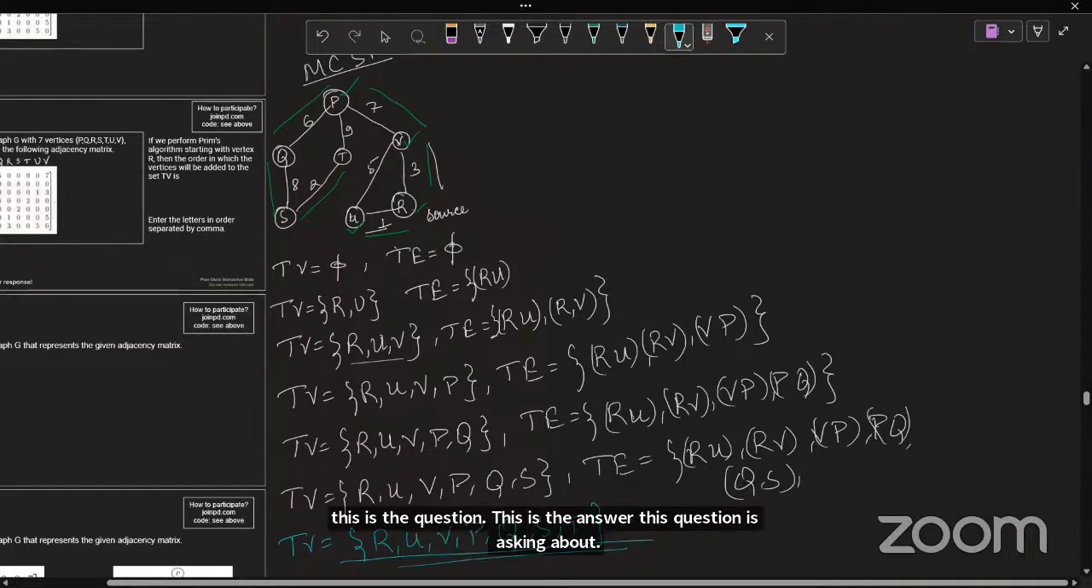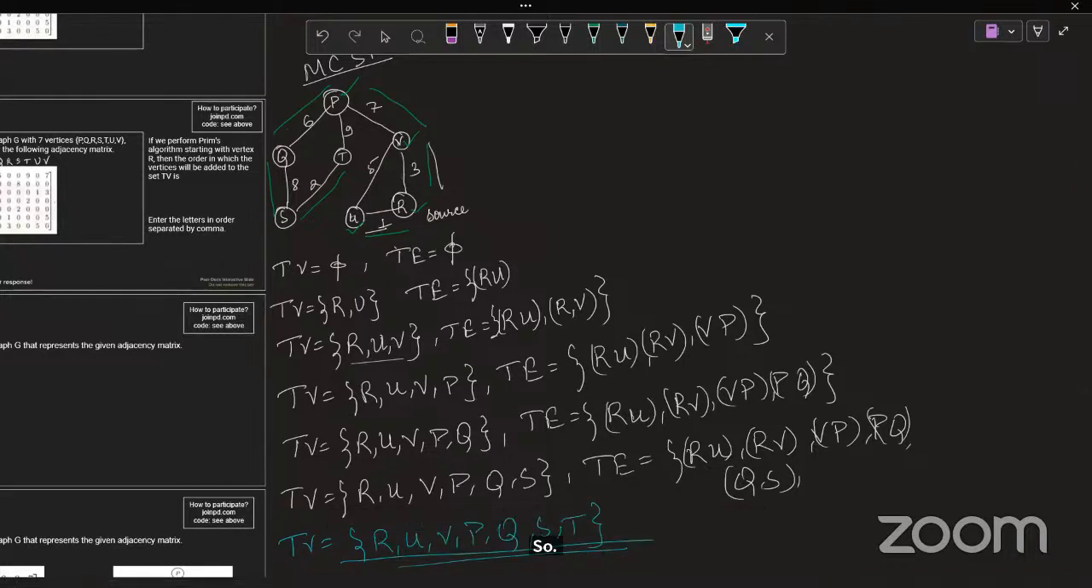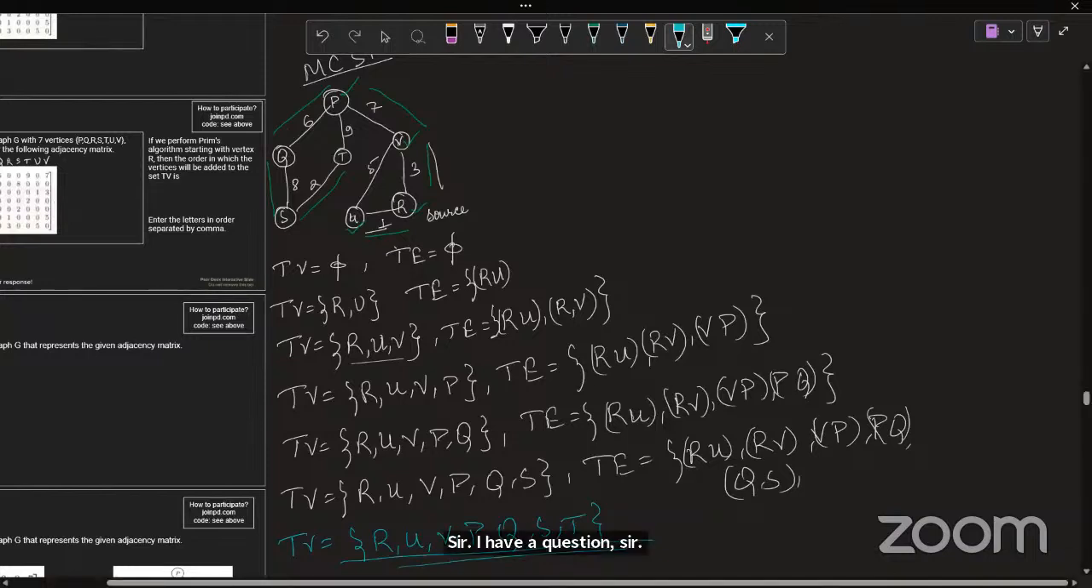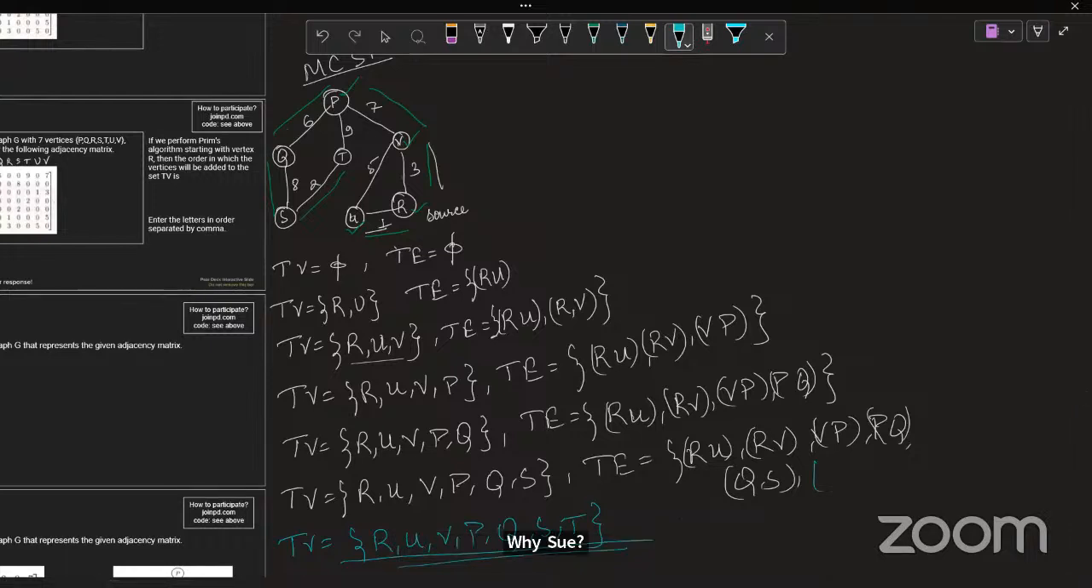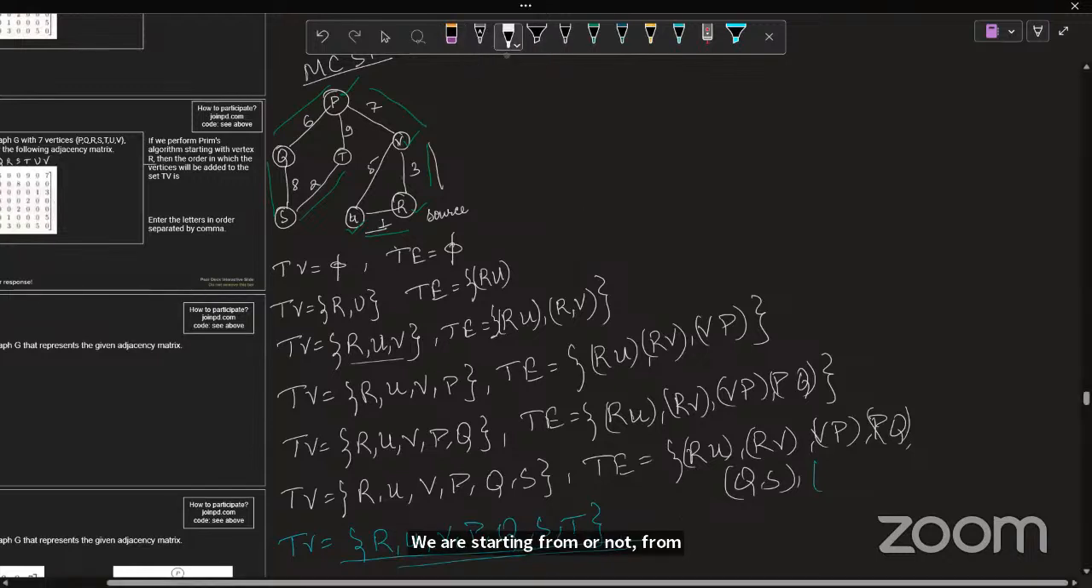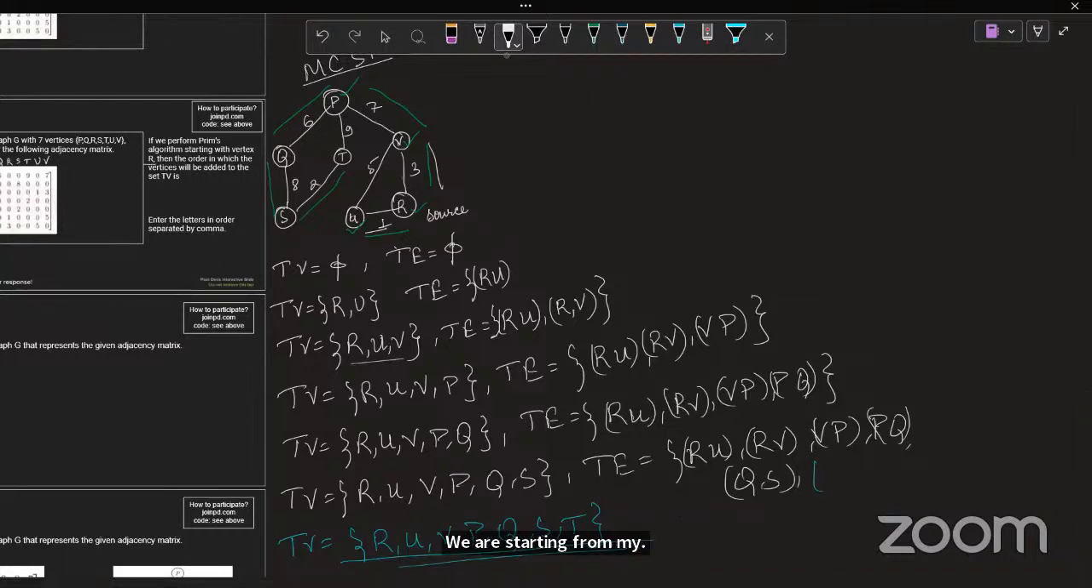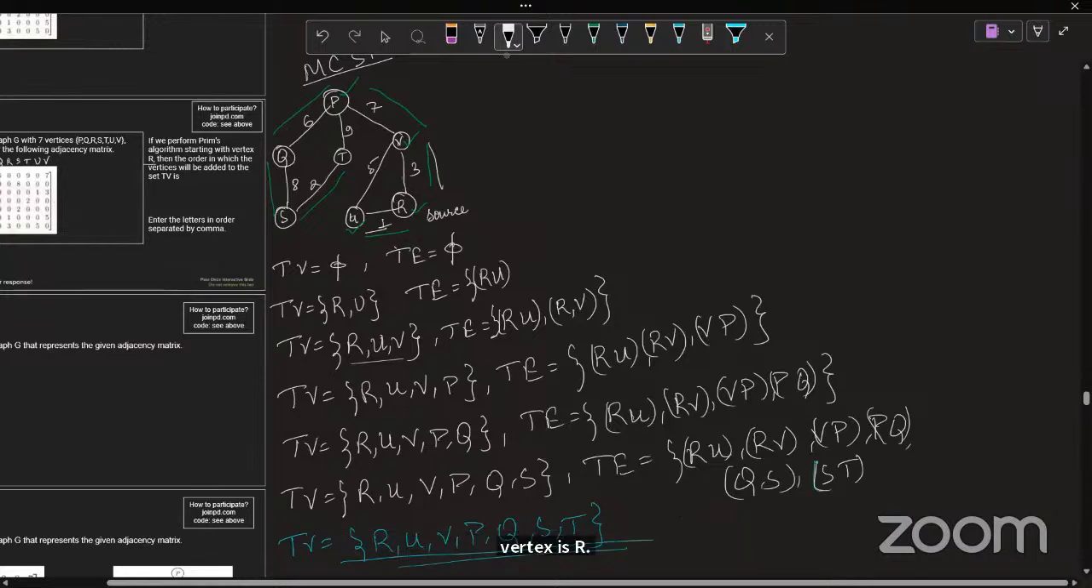Sir, I have a question. In the starting, we can write URV, but you have written RUV. Why so? Sir, the answer should be URV. We are starting from R, right? Yes, but the starting source is R. If you see the question, it says the starting vertex is R. Oh, okay, okay. I had not seen that.